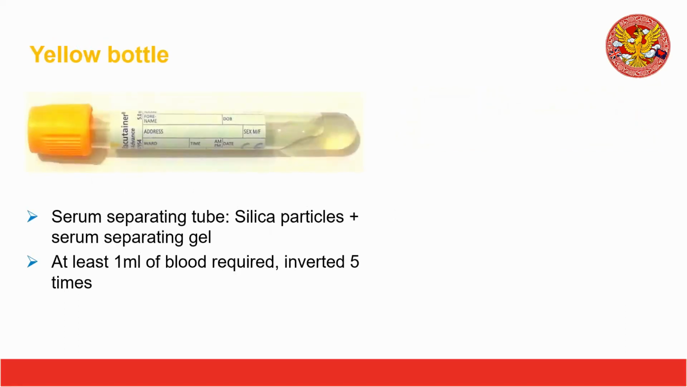We're going to move to another very important one, the yellow bottle, which is essentially done for a range of biochemical, endocrinological, oncology, or toxicology blood tests. The special property about this is that it has a serum separating tube and allows you to separate the blood from the electrolytes and other compounds. You need at least 1 milliliter of blood, and it has to be inverted 5 times.